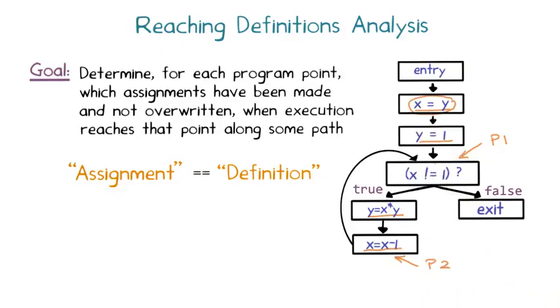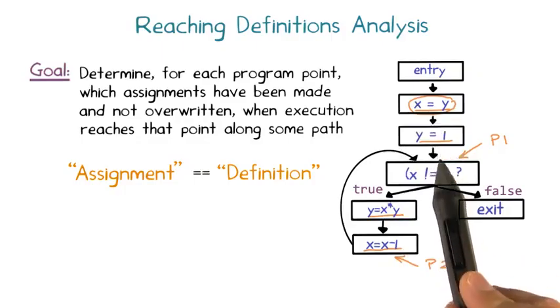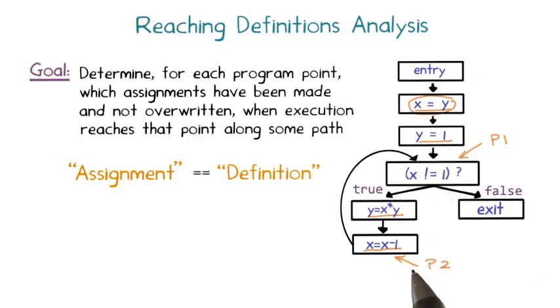as there is no overwriting assignment to x along this path. But this definition does not reach the program point P2, as x is overwritten by the assignment x is assigned x minus 1 every time execution reaches P2. Please take a moment to understand the goal of reaching definitions analysis. We will next do a quiz to practice a few more reaching definitions in this control flow graph.